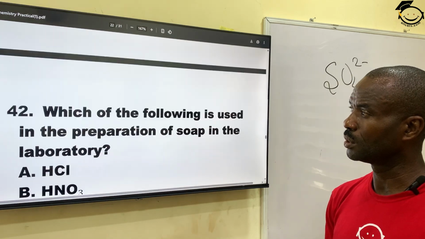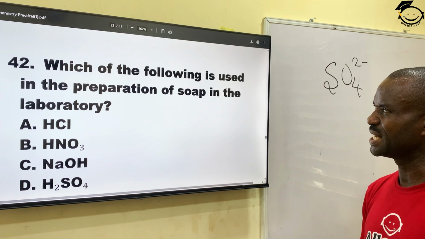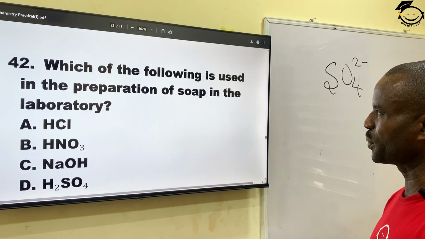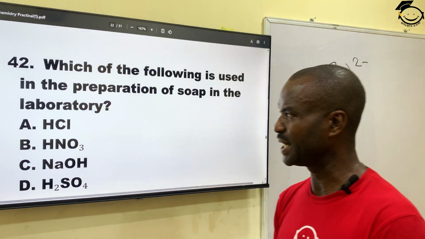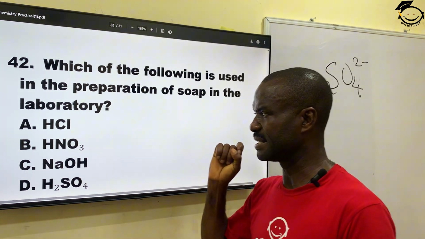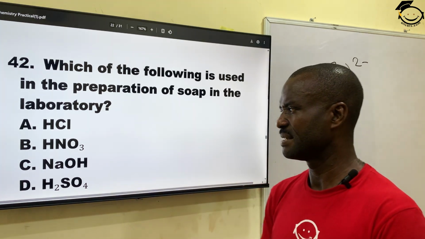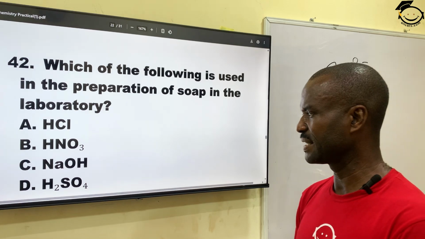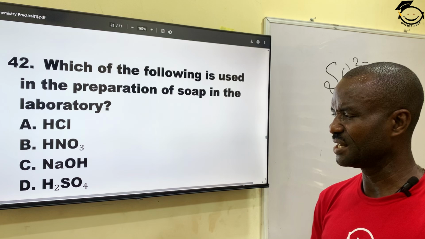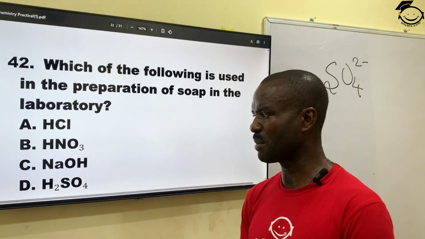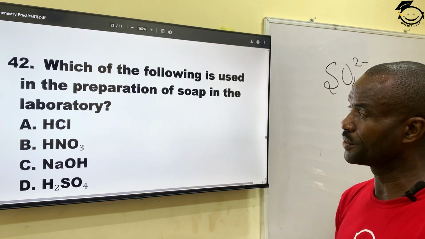Question 42 says, which of the following is used in the preparation of soap in the laboratory? One of these reagents is used for soap preparation. A, hydrochloric acid. B, trioxonitrate(V) acid. C, sodium hydroxide. And D, tetraoxosulfate(VI) acid. The correct answer is sodium hydroxide. Only sodium hydroxide is used for making soap in the laboratory.